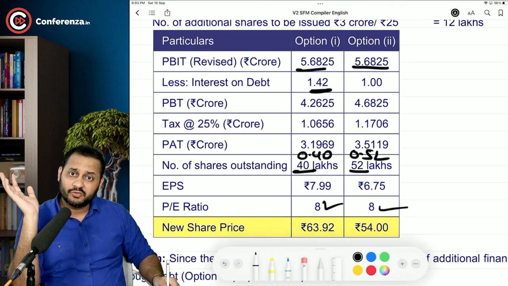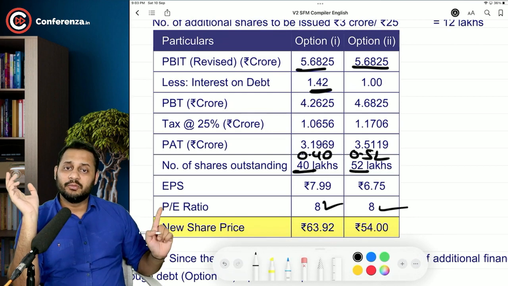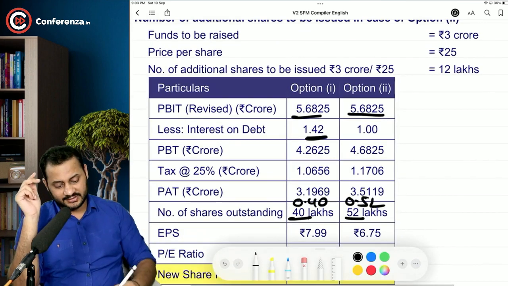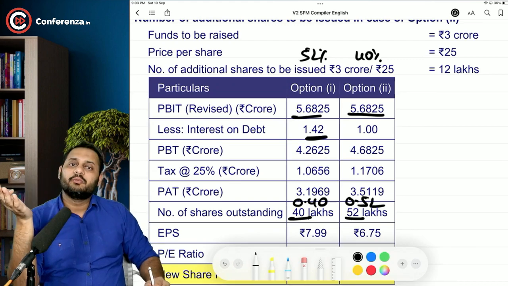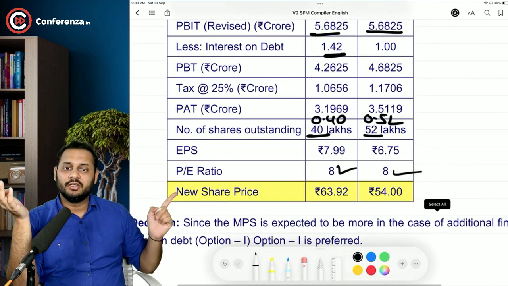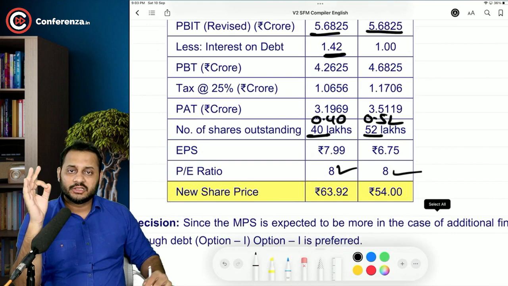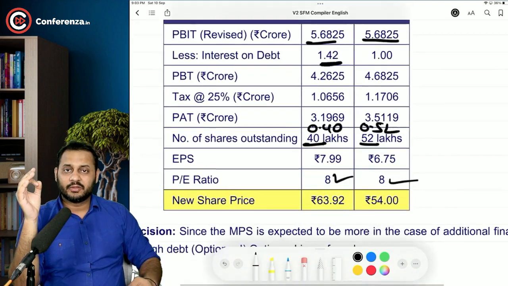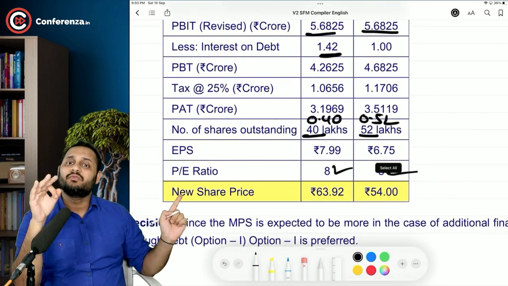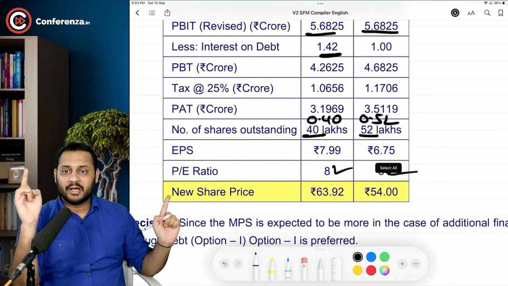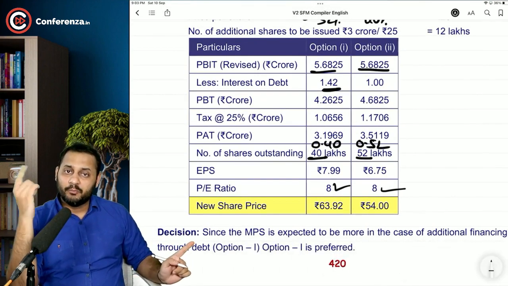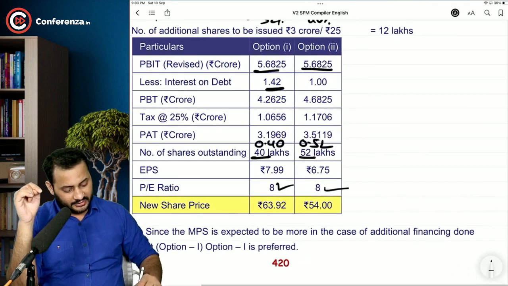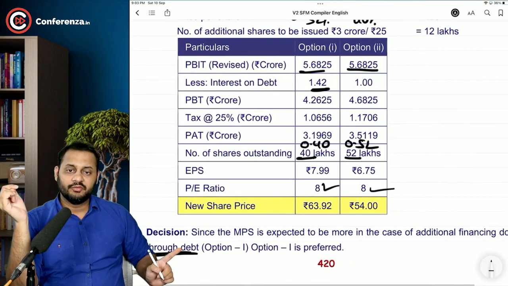This will be your EPS multiplied with the P/E ratio of 8 and 8. Forget about the P/E ratio given in the question, because in both the cases the debt ratio is 52% and 48%, which is more than 35%. So the P/E ratio will be 8. New share price is this. Which option is preferable? The first option is preferable because in that case the market price of the equity is higher. Since the market price of the share is expected to be more in case of additional financing done through debt, we will prefer that option.